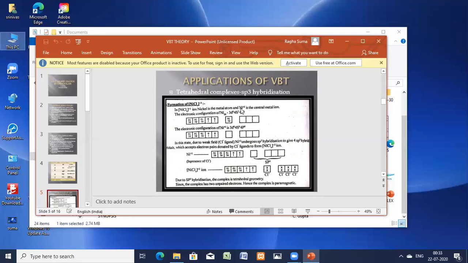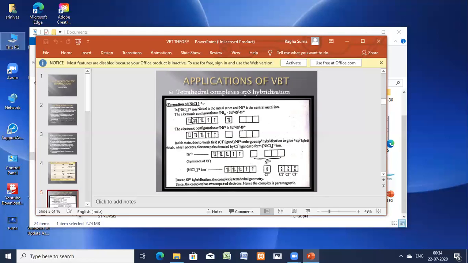In the previous class I explained how to calculate the oxidation state of the central metal ion. Once again I am explaining for this nickel. Take nickel as x, plus 4 into -1, each chloride being -1, is equal to -2. So x plus 4 into -1 is equal to -2. x minus 4 is equal to -2. x is equal to 4 minus 2, so x is equal to +2. So nickel is +2.